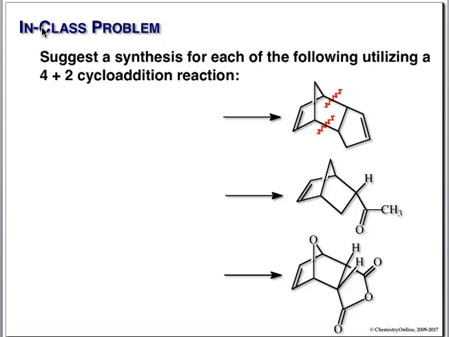Now, what does our dienophile look like? It has 1, 2, 3, 4, 5 carbons. We know that this used to be a double bond, didn't it? And this guy still is. So what is it? A 5-membered ring with 2 double bonds. Looks like that. Cyclopentadiene.